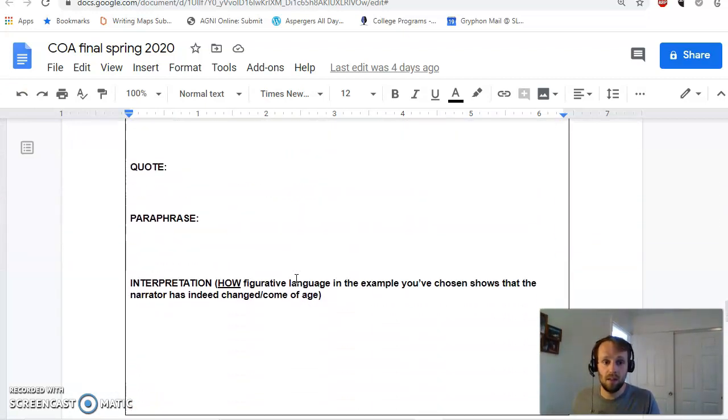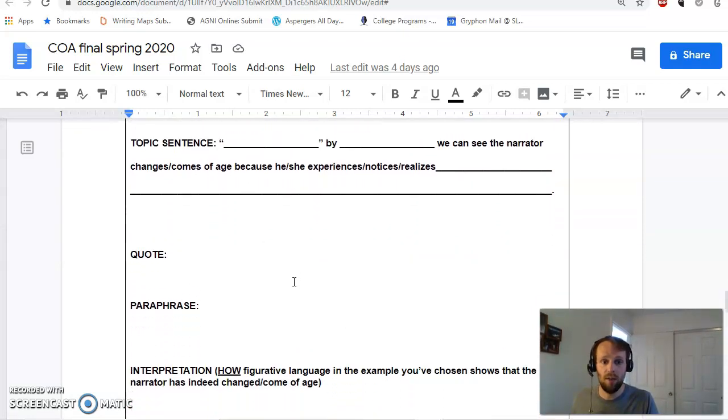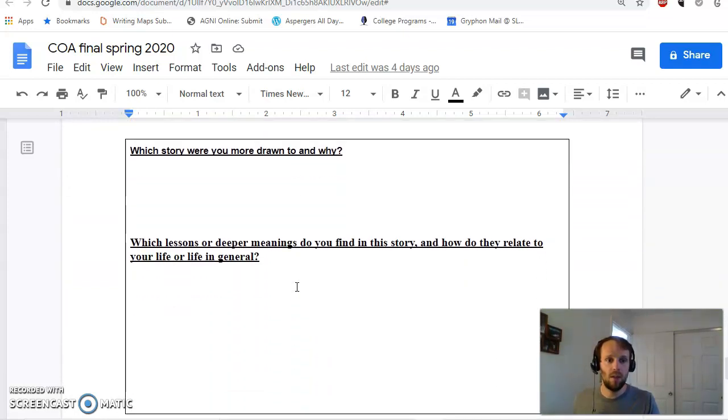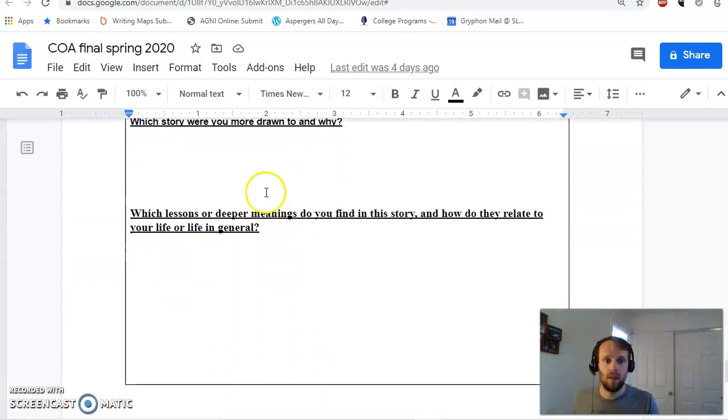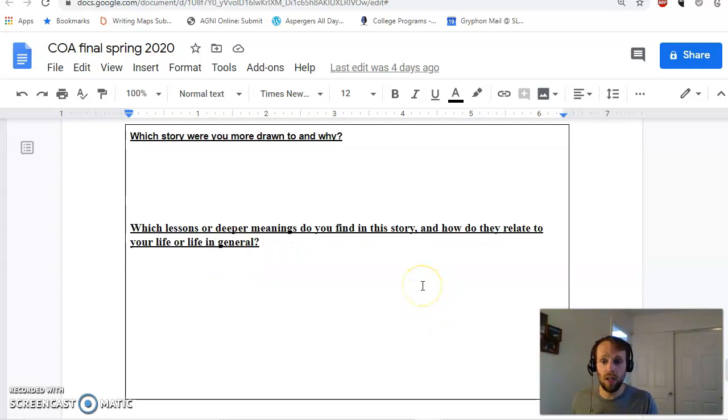And then this is the same thing except for the next story that you're working with. When we get to the conclusion, here is where it breaks it down for you. Which story were you more drawn to and why? And then what lessons or deeper meanings do you find in the story? How do they relate to your life or life in general?